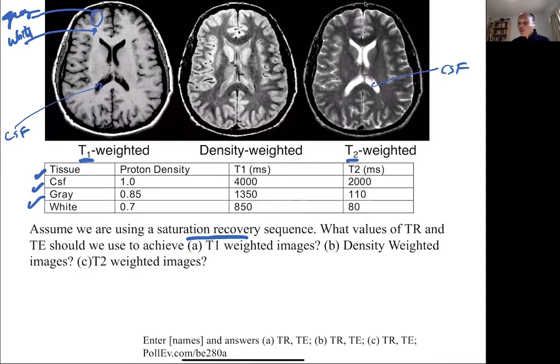For each of those, you're given a proton density, scaled so that CSF is 1 and the others have relative scaling. You're given the T1 of each tissue, and you're also given the T2 of each tissue. Here are examples: a T1 weighted image, a density weighted image, and a T2 weighted image. You want to take your best guess at what values of TR and TE you should use to achieve these images.